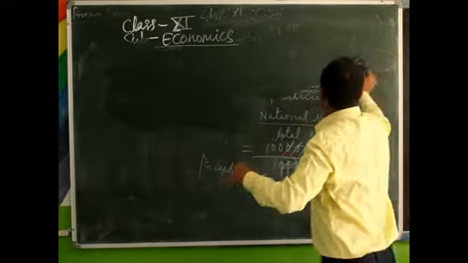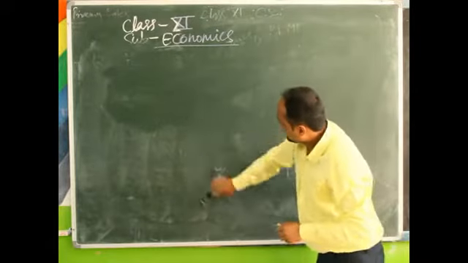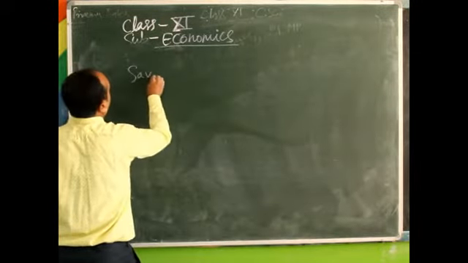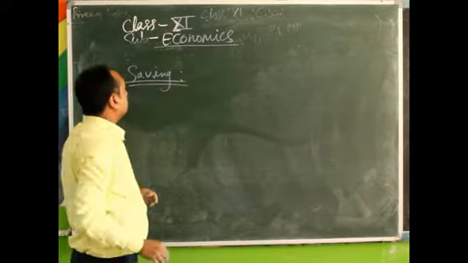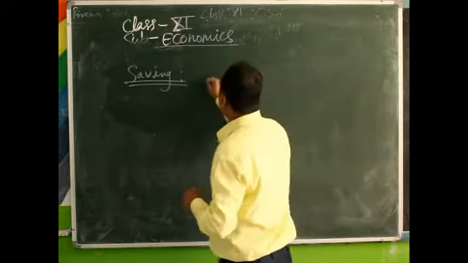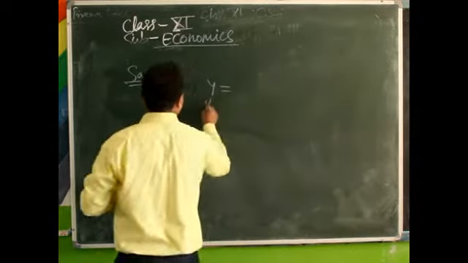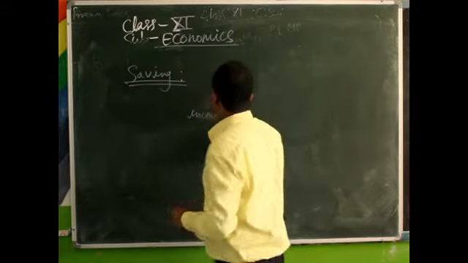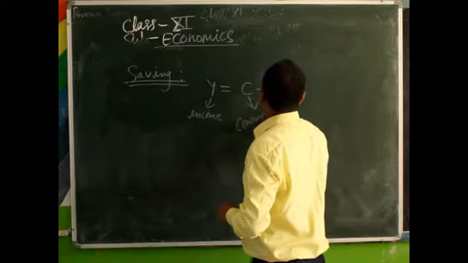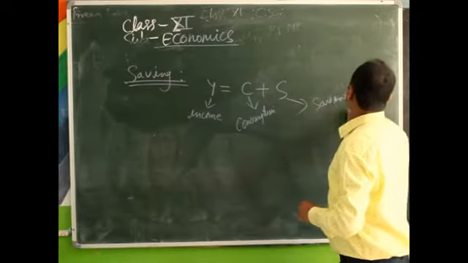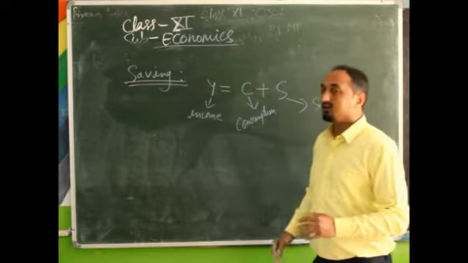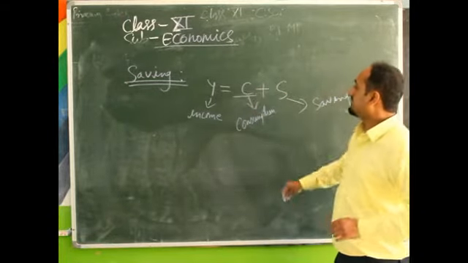Now the next basic concept we have is savings. So what is saving? Savings means the part of income which is left after consumption. Say Y equals income. Income equals consumption plus saving. So whatever the income, all the family members or individuals who are earning, for what purpose are they using that income? They are using it either for consumption or savings.